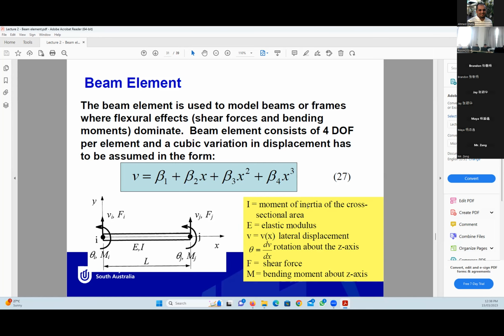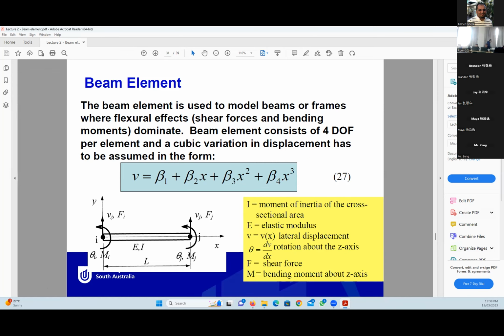Lateral means here not horizontal. Lateral means perpendicular to the member. As you can see, our member is horizontal, so Vi and Vj are vertical. So lateral displacement means perpendicular to the element. Theta is the rotation about the z-axis. As you know, here we have the x-axis and y-axis, so the z-axis will be the axis perpendicular to the plane. Theta is the derivative of v with respect to x, so the rotation is dv by dx.